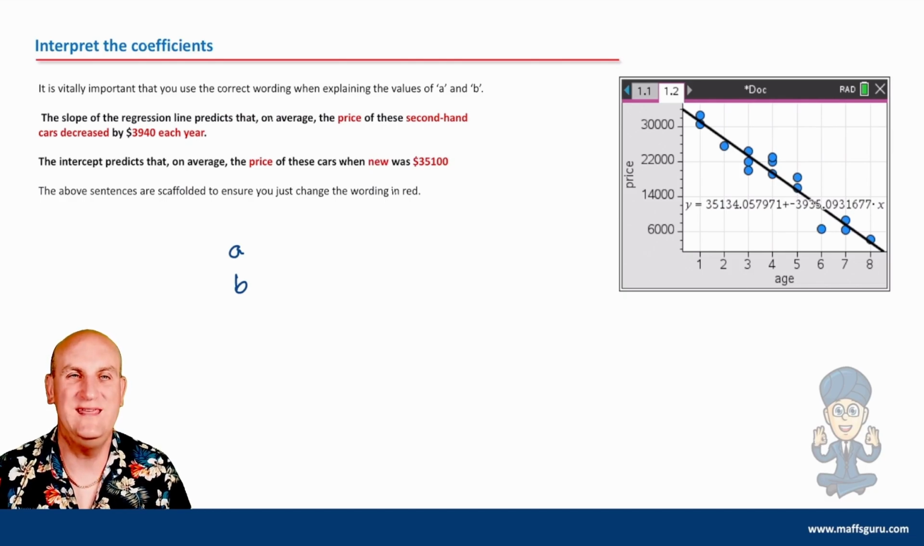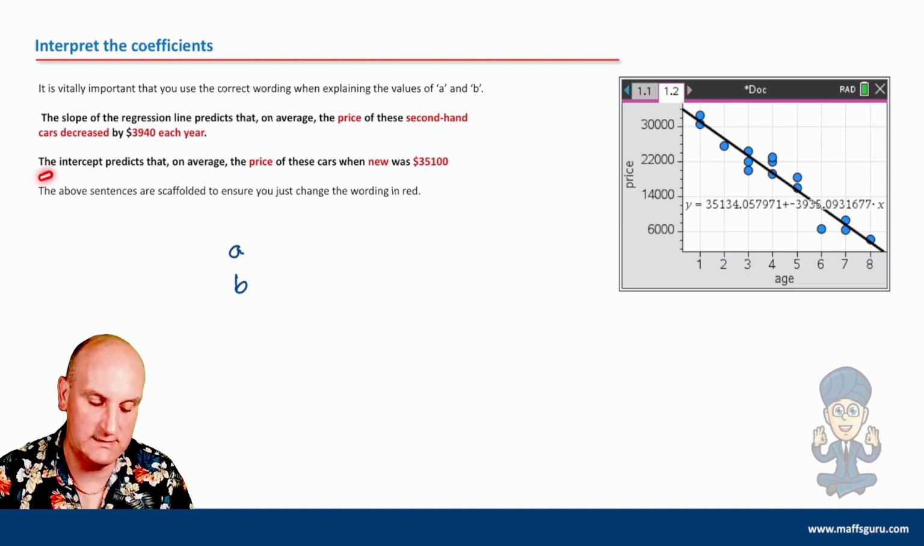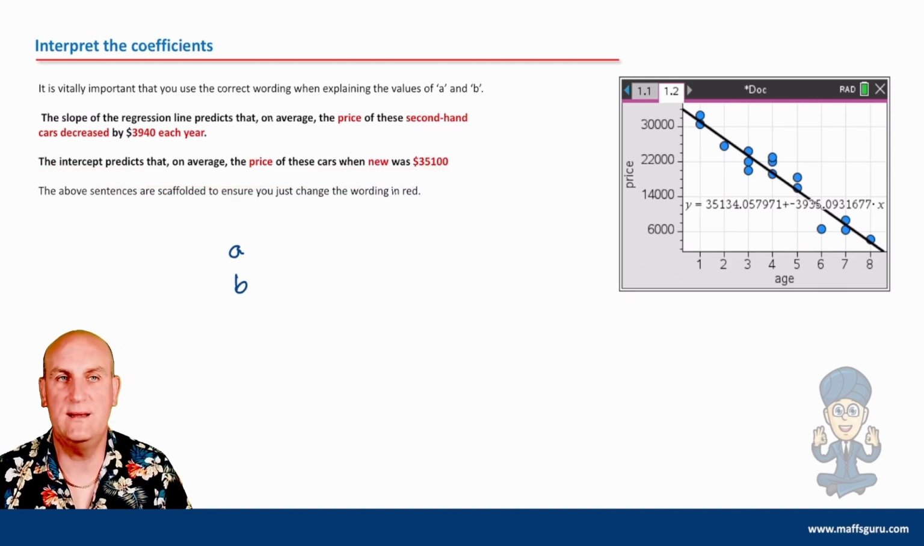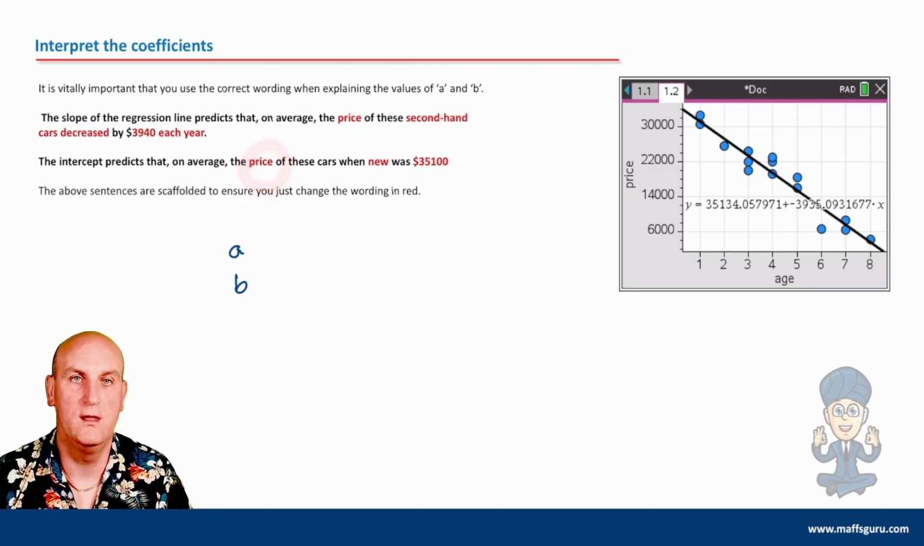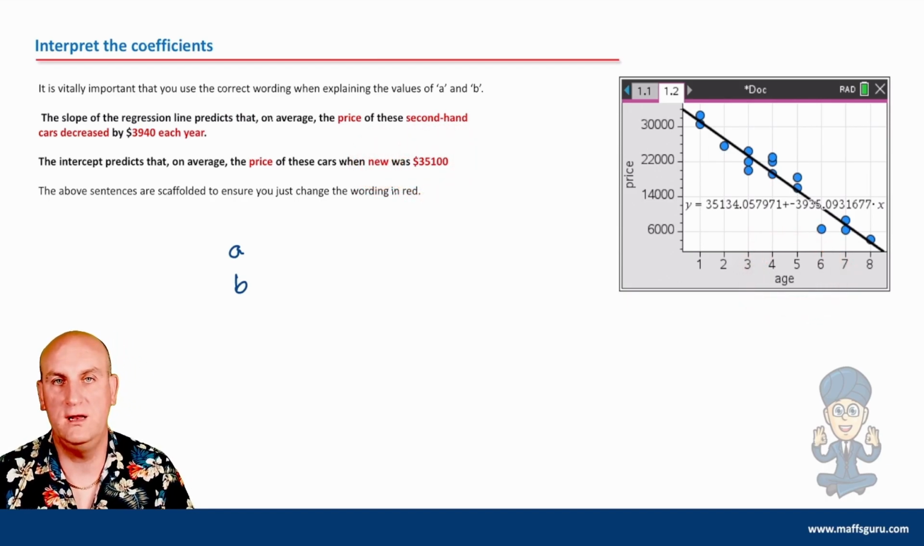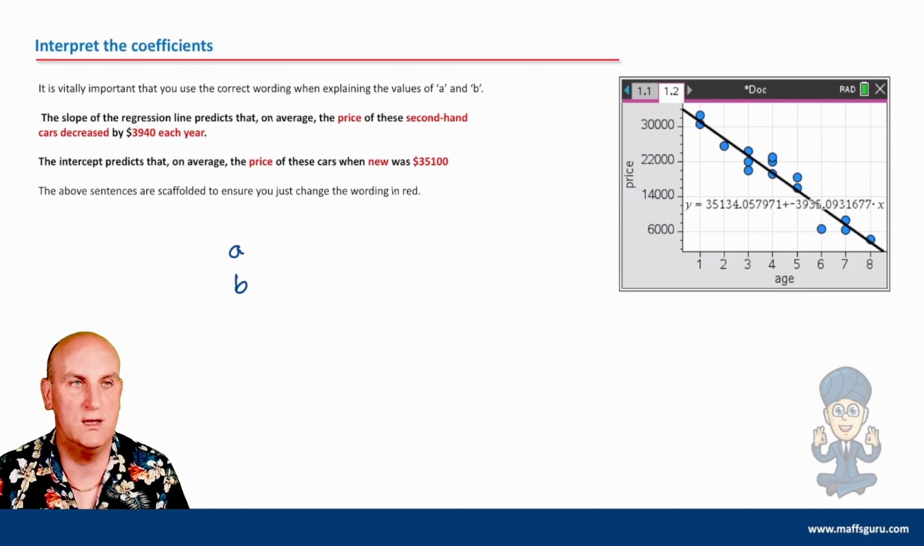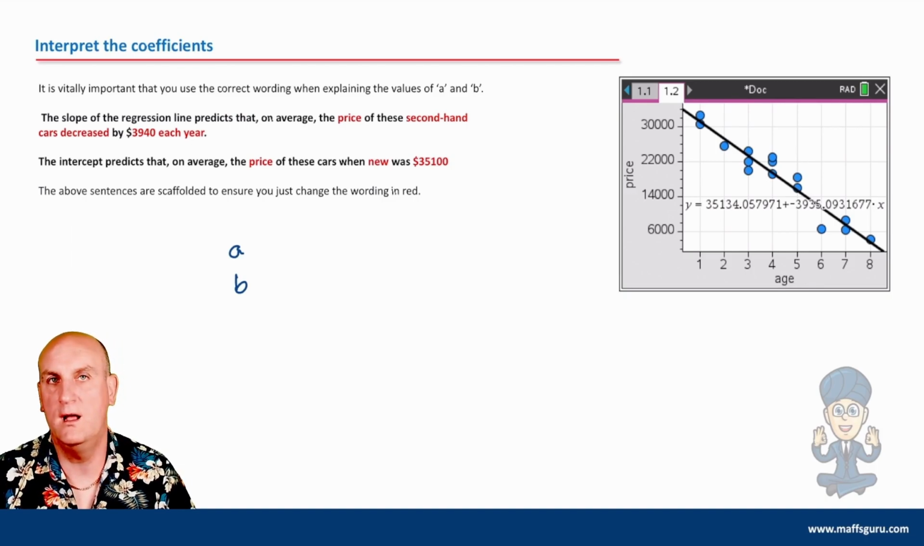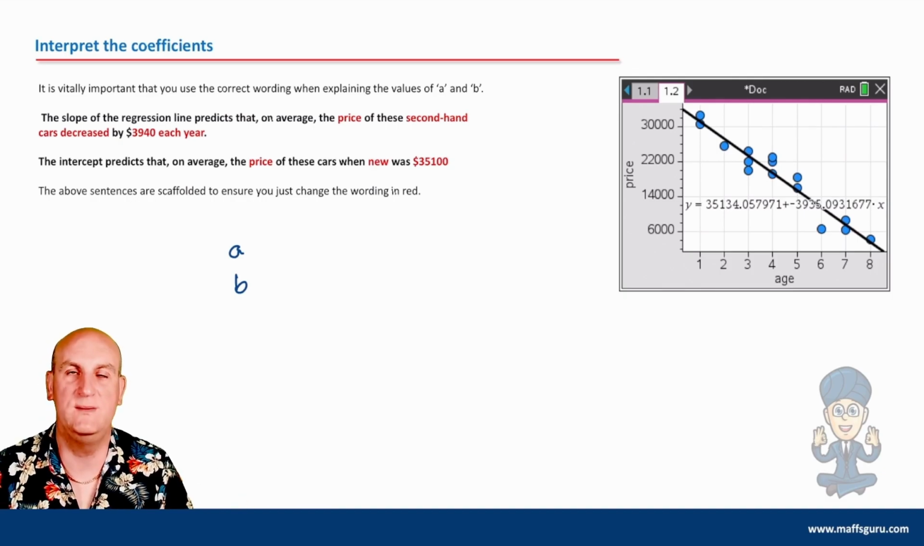Okay, now the intercept predicts that. So now we're going to talk about the intercept. And again, it is very standard. The intercept predicts that on average, the price, again, you would change this, of these cars when new, because age we can talk about new, was $35,100. Now the data here has been rounded to, what is it, 3 significant figures. Again, that's going to be given in the question.